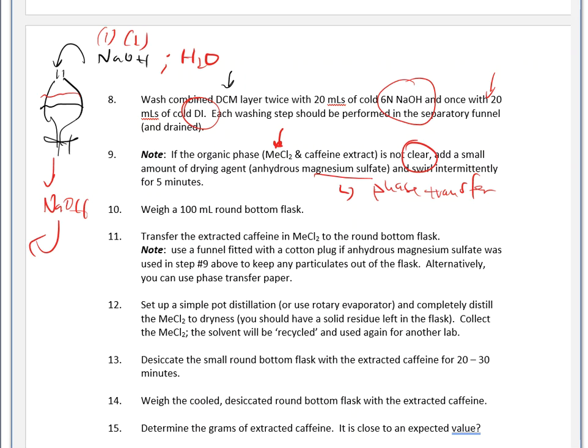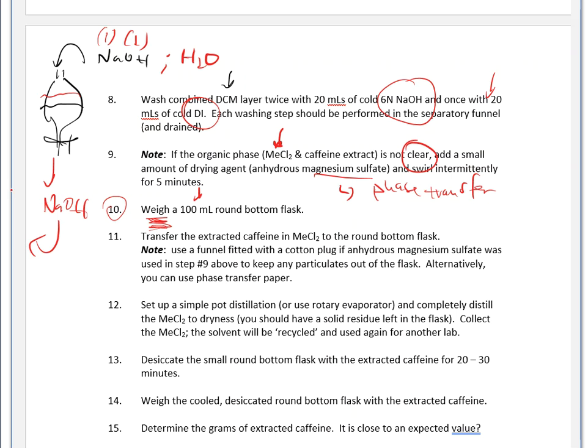So think of this as like a filter paper, but a specialized piece of filter paper that can separate the water from the organics. Next, number 10 says now we're going to weigh a 100 mil round bottom flask, because we need to evaporate this methylene chloride off now. And we're going to have this residual residue that's left behind, and that residue is going to be caffeine. So I hope that it's going to be kind of whitish or beigeish in color, and it's going to be powder that I can visually see with my eyeballs, because that means that I've did my extraction pretty well, if that's the case.